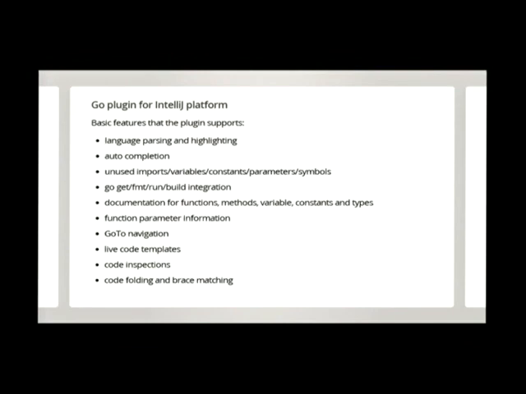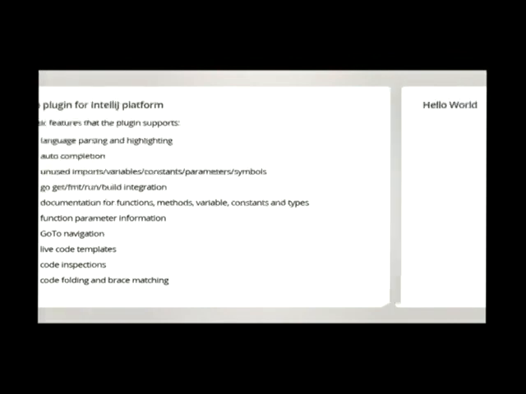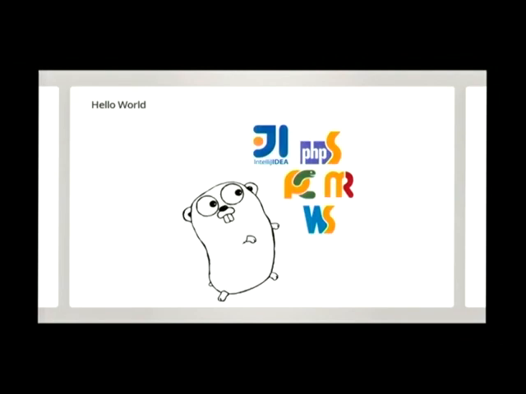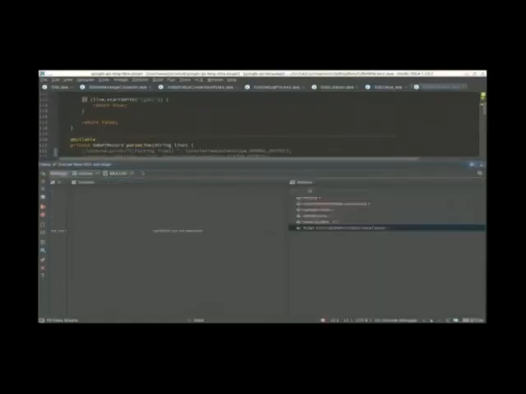And since then, the basic features of the plugin that are currently sort of working most of the time are language parsing and highlighting, auto-completion, unused import, variable and parameter detection, and so on. It has Go Get integration as well as Go FMT, Go Build, Go Run. It supports displaying documentation for various functions and so on. Yeah, let's give it a try actually. It's much better and I hope it will be quick.